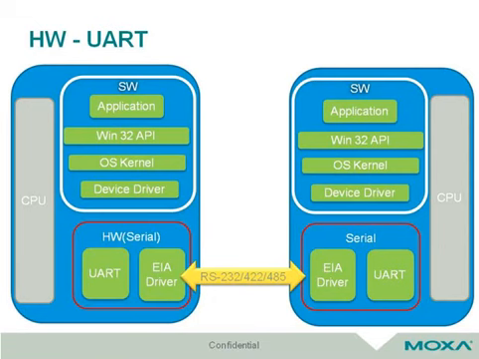In the block diagram, we can see what we need to perform a communication. It includes CPU, software, and hardware. Today I will focus on the hardware part, which includes UART and EIA driver. An EIA driver is also called a transceiver. Okay, now let's get started from UART.